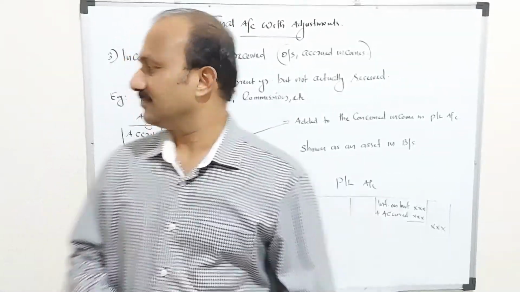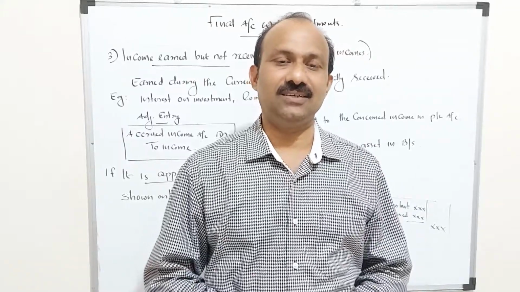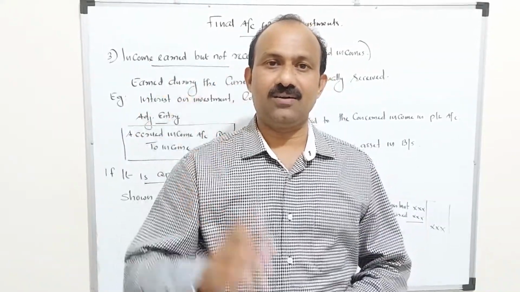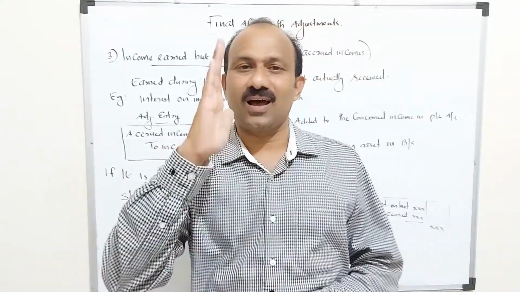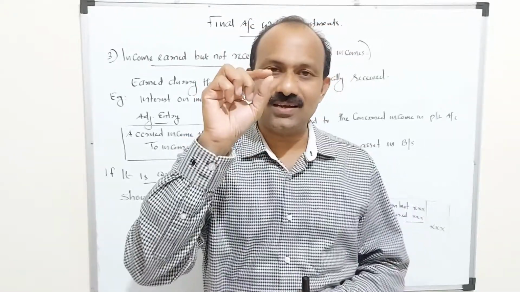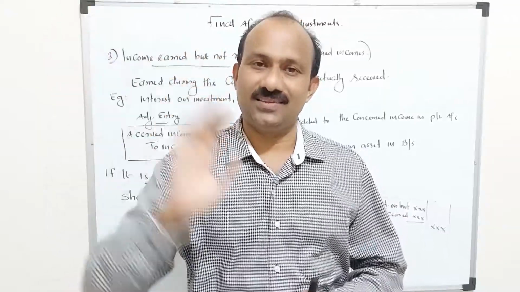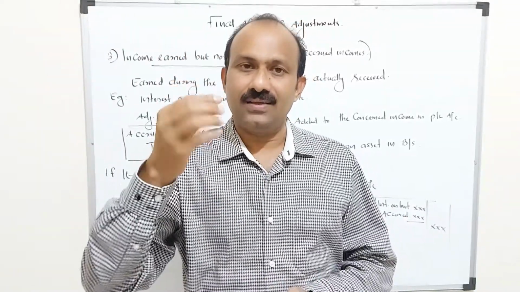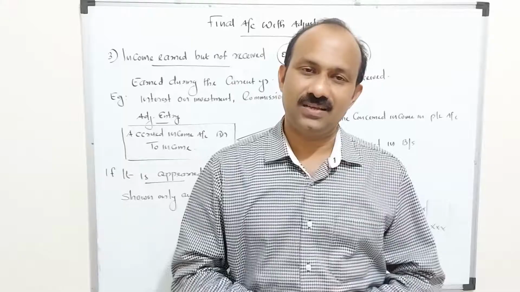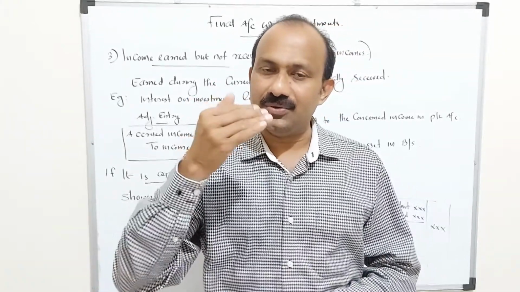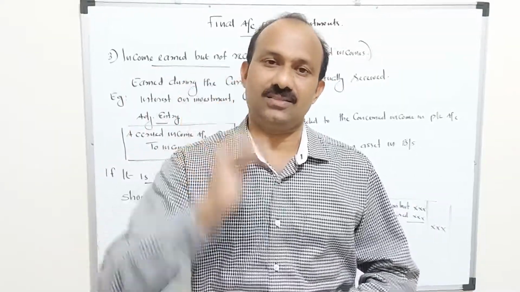Adjustment number 3. Income earned but not received. It is otherwise known as outstanding income or accrued income. It is just the opposite of outstanding expense. Some income is earned during the current year but not received.